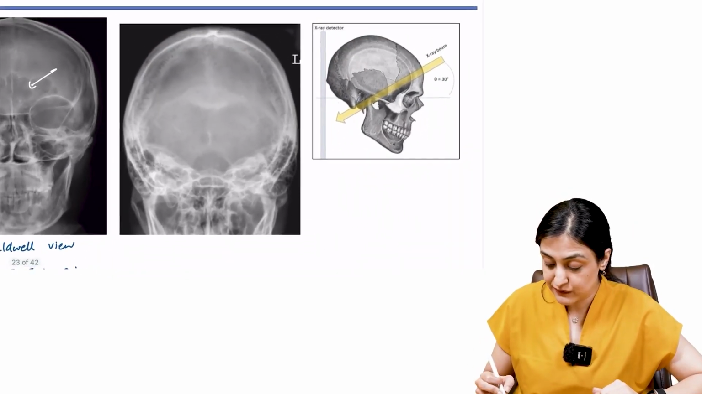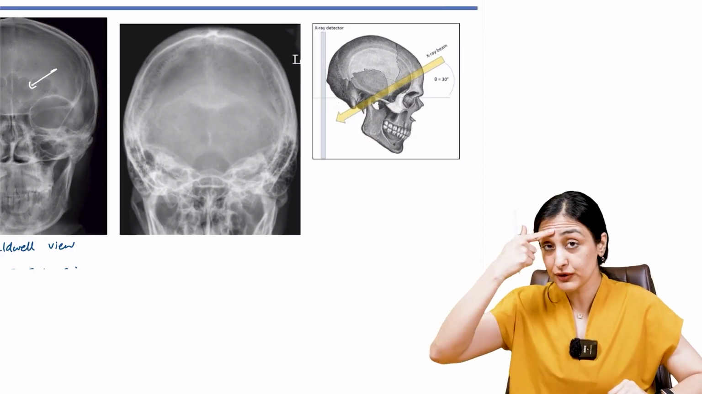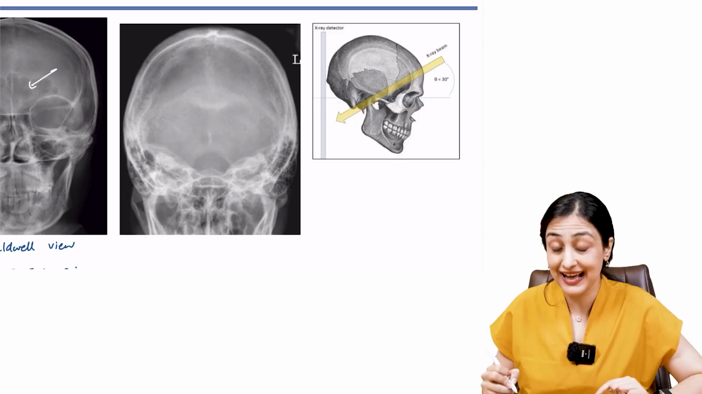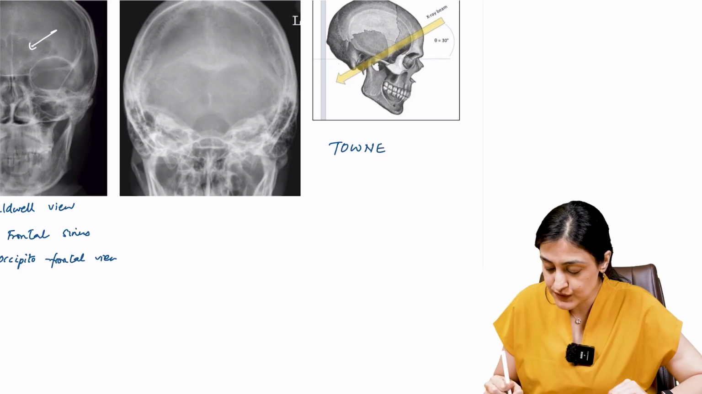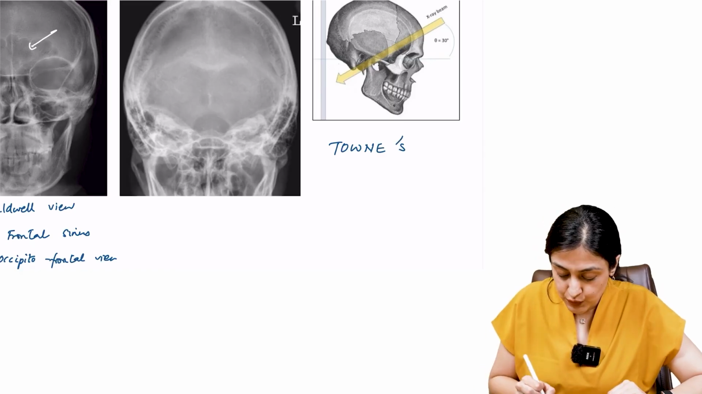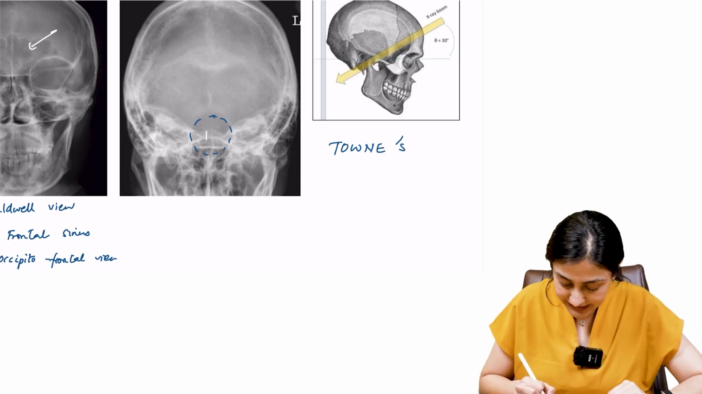This has been asked previously, where now the rays are not from back to front, occiput to frontal, but from frontal to occiput with an angle of 30 degrees. This is called Townes view. All right, so Townes view, what all can you see here? Can you see this is the foramen magnum, right?